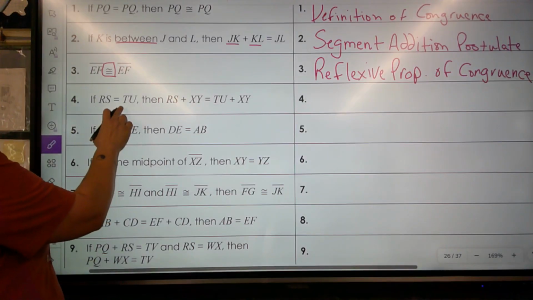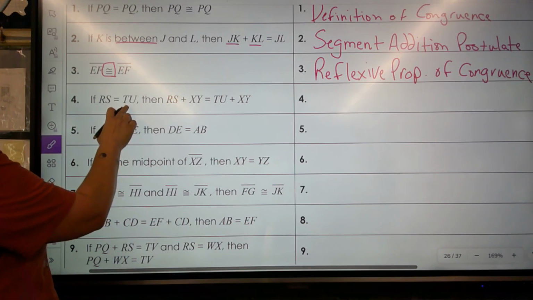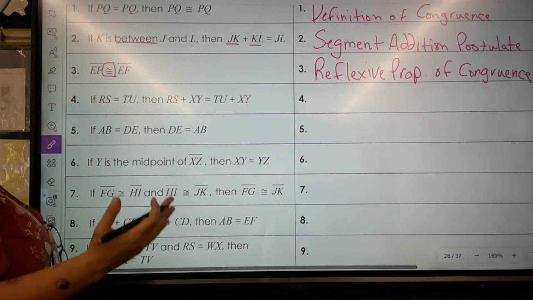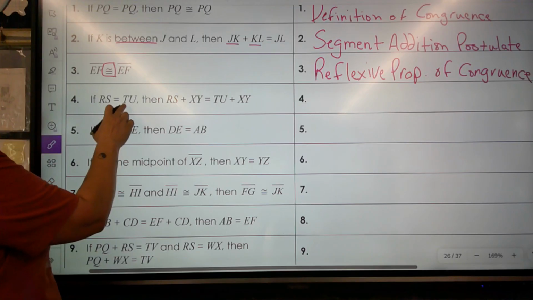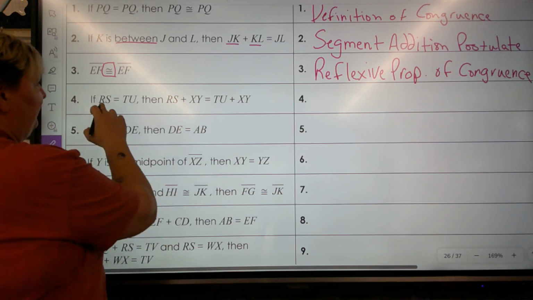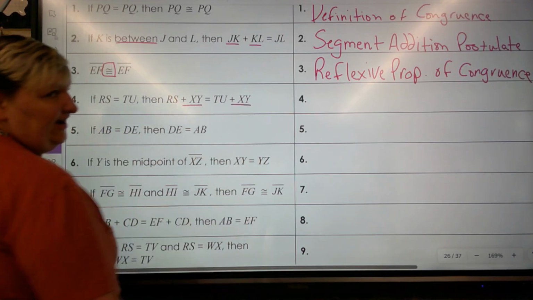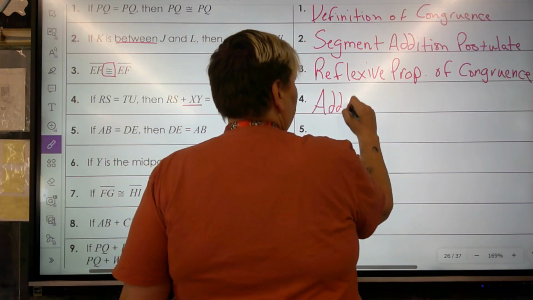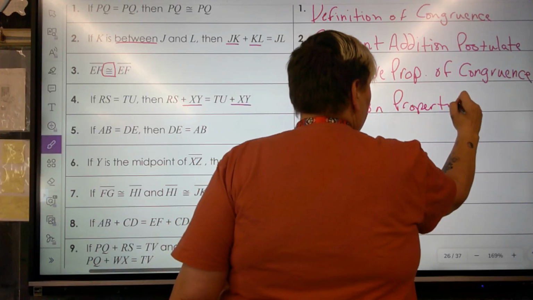If RX is equal to TU, you see how there's an equal sign instead of a congruence sign? That means we can use the properties of equality. If RX is equal to TU, then RX plus XY equals TU plus XY. So how did we get from here to here? We added XY to both sides. That's addition property.